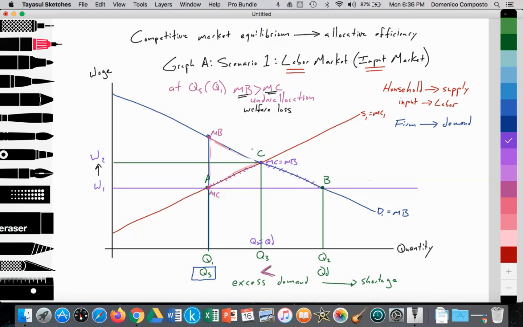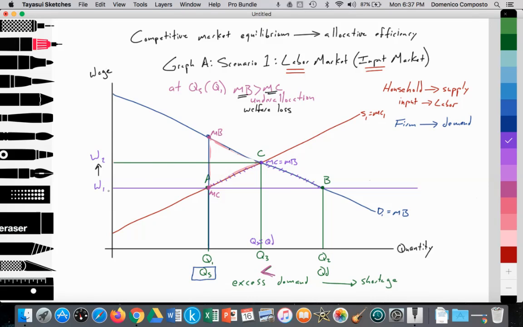Okay? So let's go ahead and analyze this as we would on a paper exam. As can be seen, we have a graph A, illustrating a labor market, which is an input market. On the x-axis, we're measuring quantity. On the y-axis, we're measuring the wage of labor. We have an upward sloping supply of labor, labeled S1, which is equal to our marginal cost. We must remember that households are supplying this key input of labor. Demand curve is downward sloping according to the law of demand, where it is labeled D1 equal to the marginal benefit. Firms are demanding this resource.